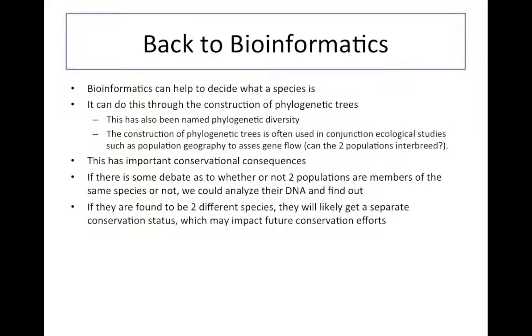So back to bioinformatics. Bioinformatics can help to decide what a species is. It can do this through the construction of phylogenetic trees. This has also been named phylogenetic diversity. The construction of phylogenetic trees is often done in conjunction with ecological studies, such as population geography, to assess gene flow. Gene flow is essentially, can the two populations interbreed? This has important conservational consequences. If there is some debate as to whether or not two populations are members of the same species, we can analyse their DNA and find out. If they are found to be two different species, they will likely get a separate conservation status, which may impact future conservation efforts, so this is quite important.